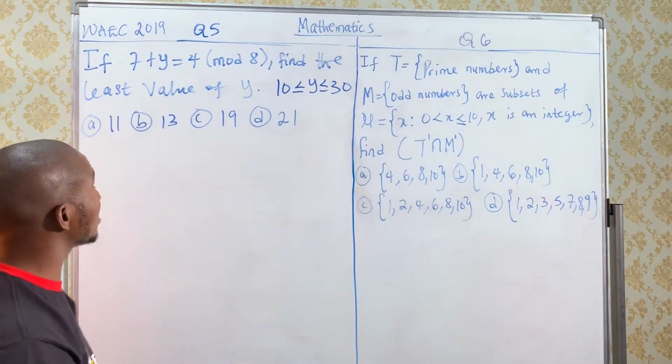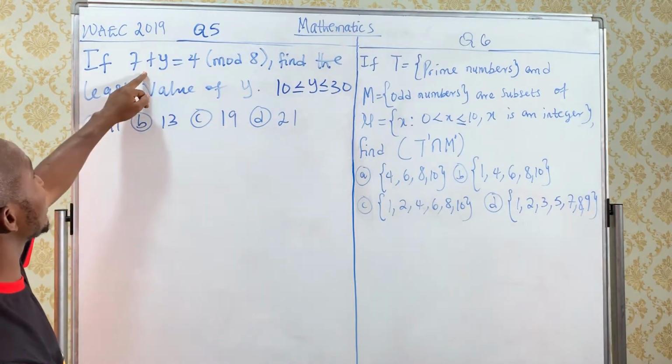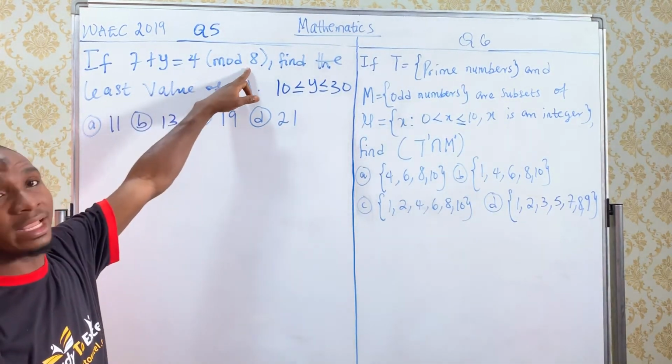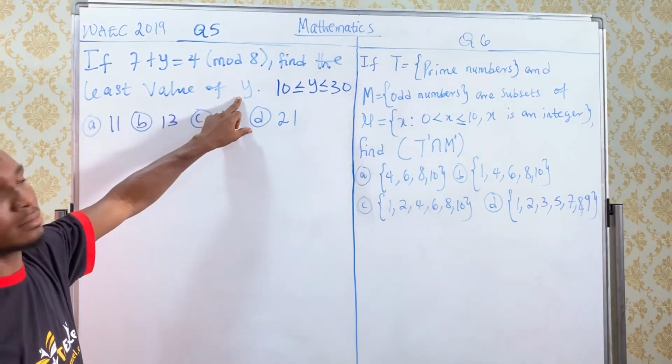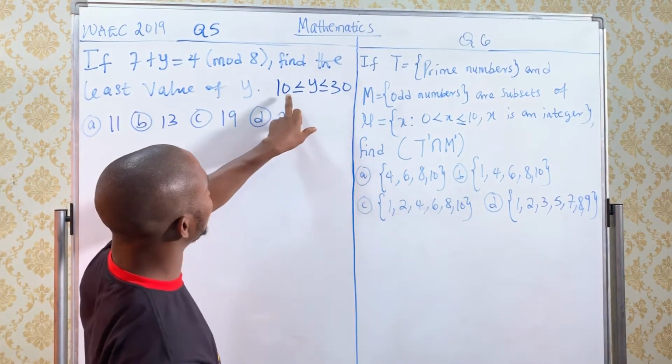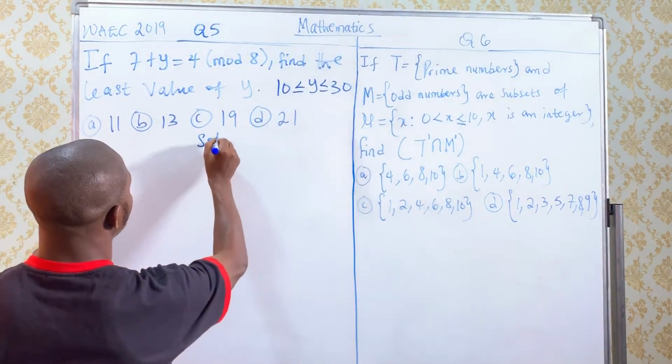Now we continue with question 5. WAEC 2019. If 7 plus y is 4 in mod 8, find the least value of y. But there is a condition here that y is between 10 and 30. Solution.